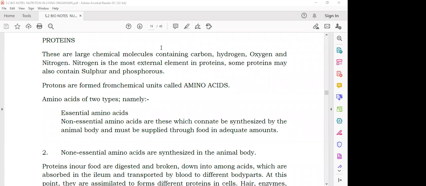These proteins have the elements carbon, hydrogen, oxygen, and nitrogen. And the word here should be: nitrogen is the most essential. Can you please make that correction there? Nitrogen is the most essential element in proteins, although some proteins can have sulfur and phosphorus. Can you make that change in the notes?